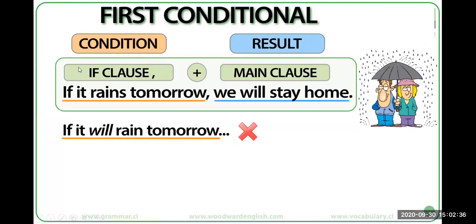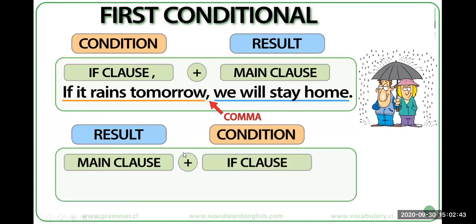Let's see here. As we said before, we cannot use will in the if clause, right? And we can also change the order as in the zero conditional, okay? How can we change the order here?